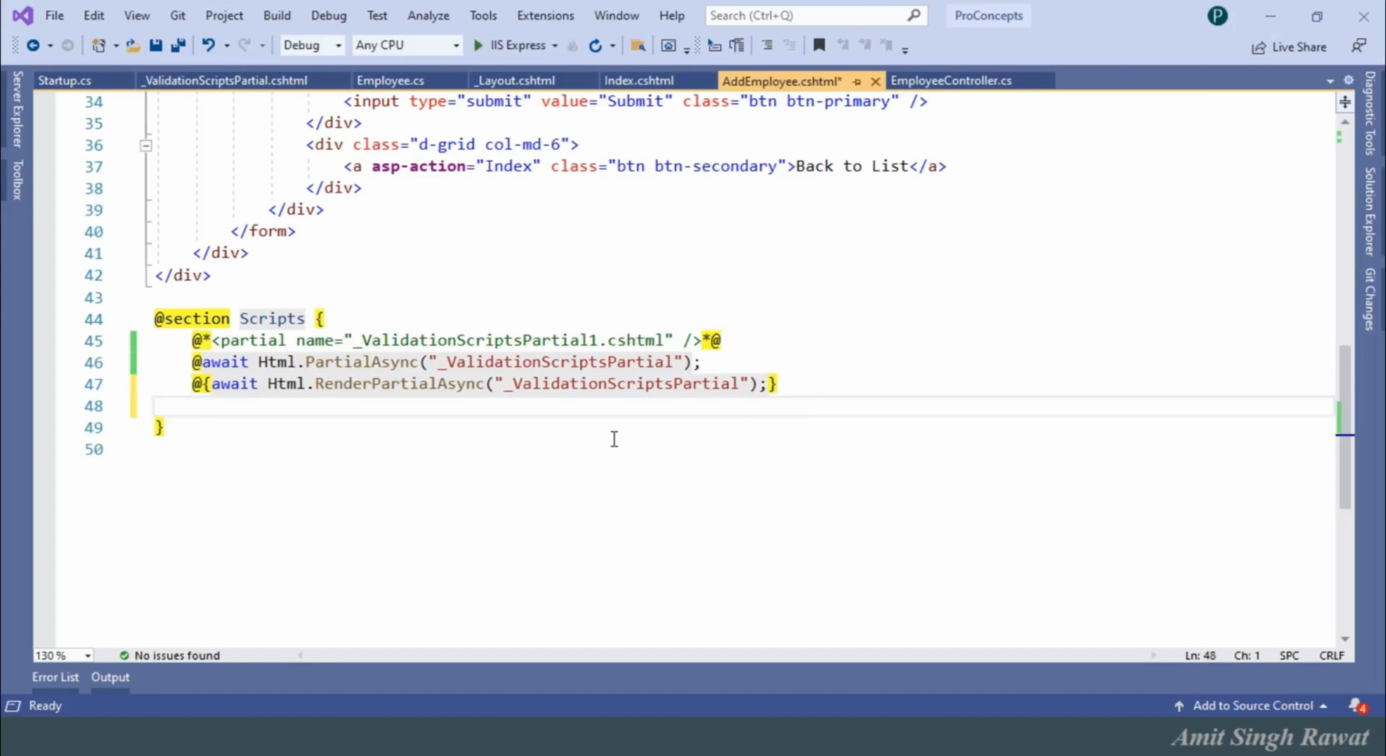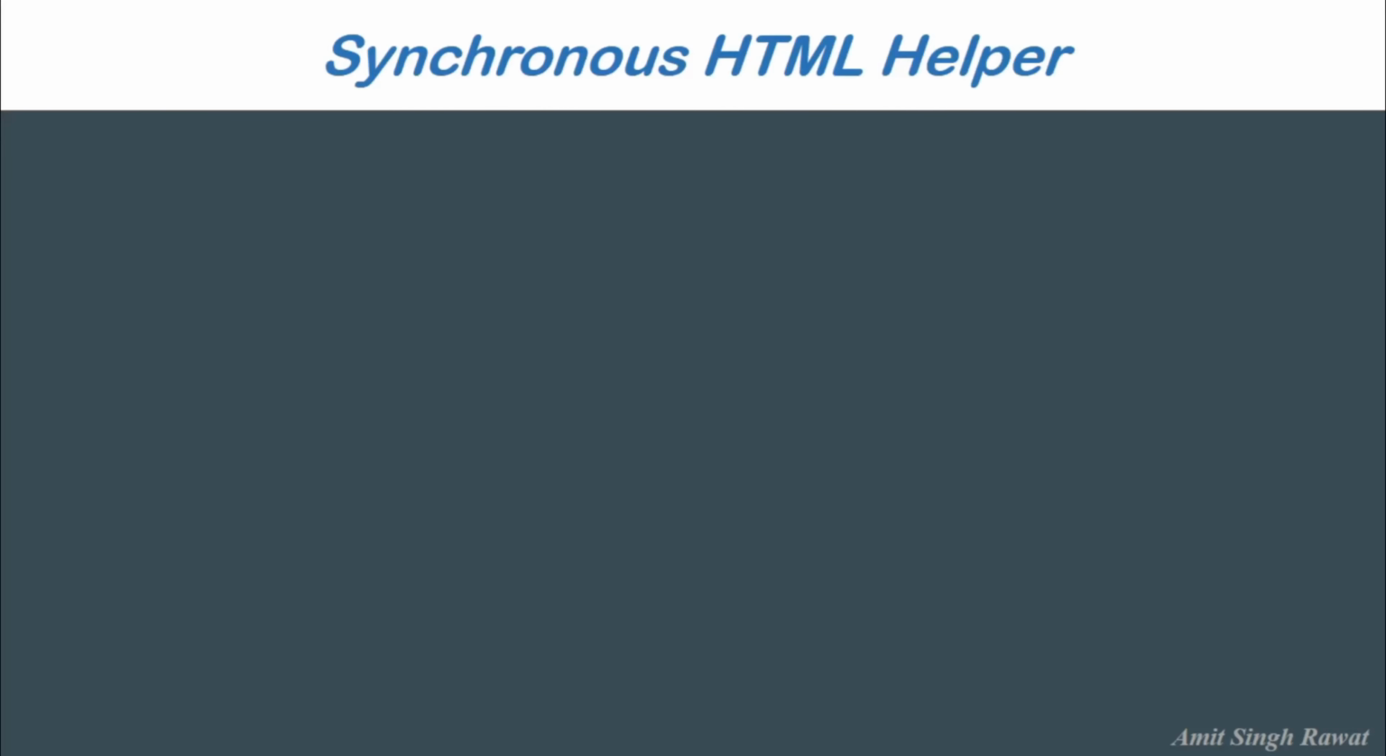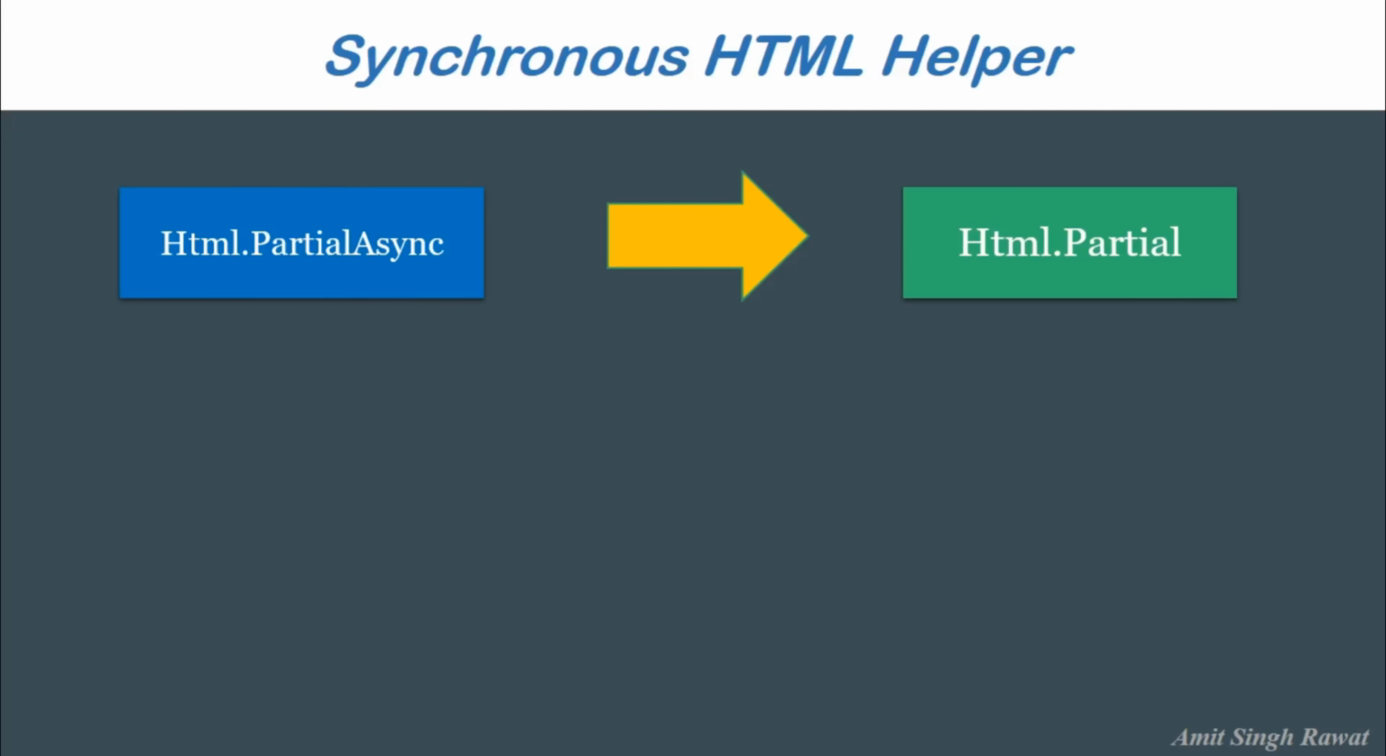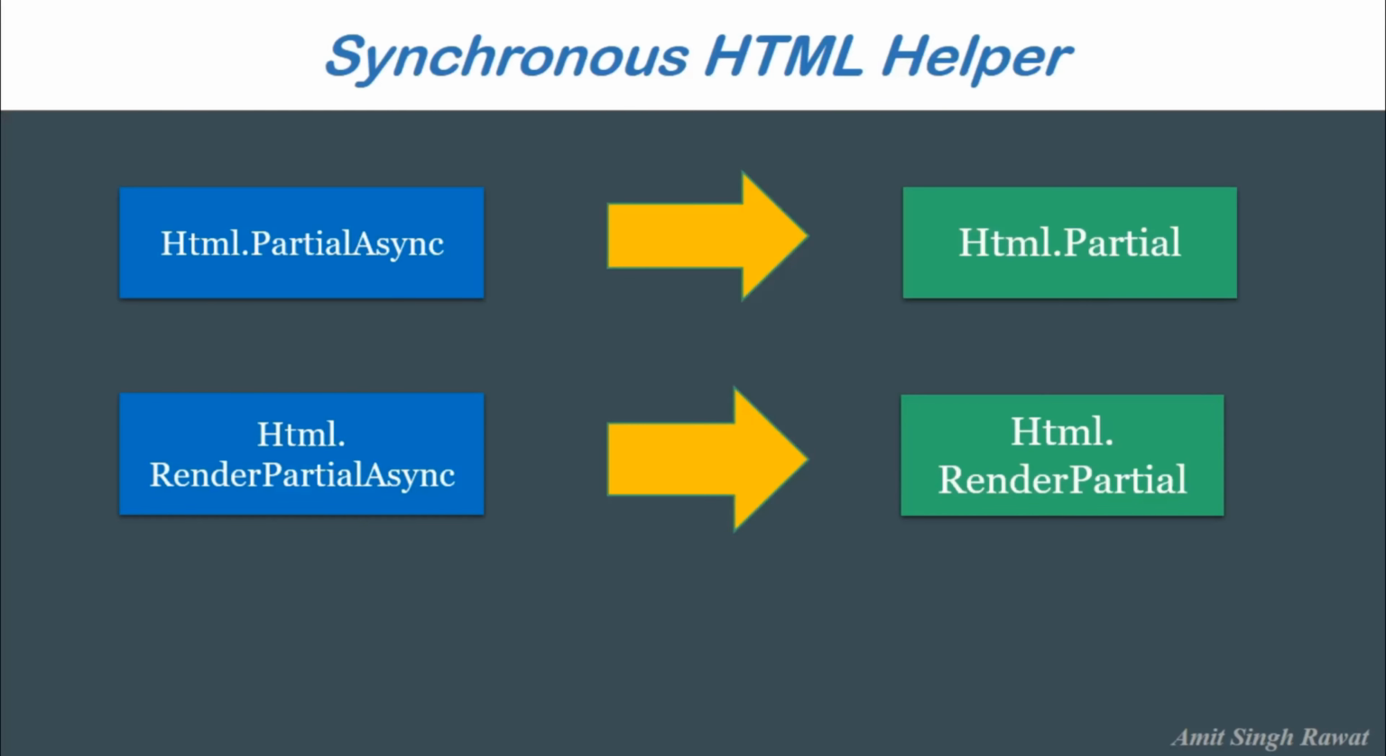Till now, we use the async approach, but we have synchronous approach as well. Let's get back to our slide. So we have synchronous HTML helper, not tag helper. Here we are talking about HTML helper. Don't get confused. Partial is the synchronous equivalent of PartialAsync, and RenderPartial is synchronous equivalent of RenderPartialAsync.